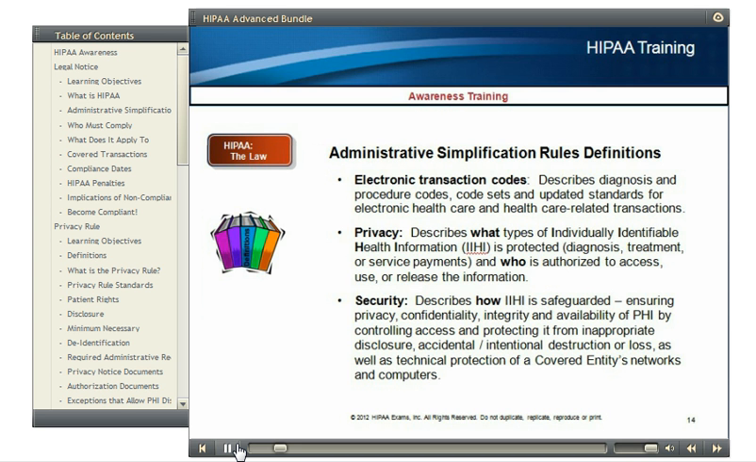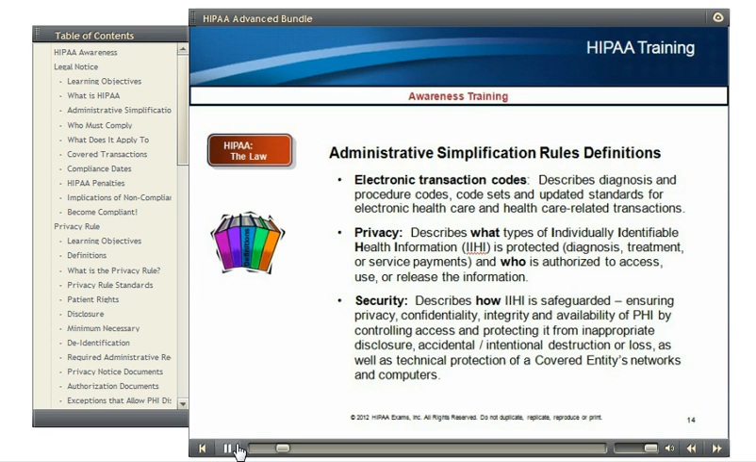Administrative simplification rules definitions. Electronic transaction codes describe diagnosis and procedure codes, code sets, and updated standards for electronic healthcare and healthcare-related transactions. Privacy describes what types of individually identifiable health information, IIHI, is protected: diagnosis, treatment, or service payments, and who is authorized to access, use, or release the information.